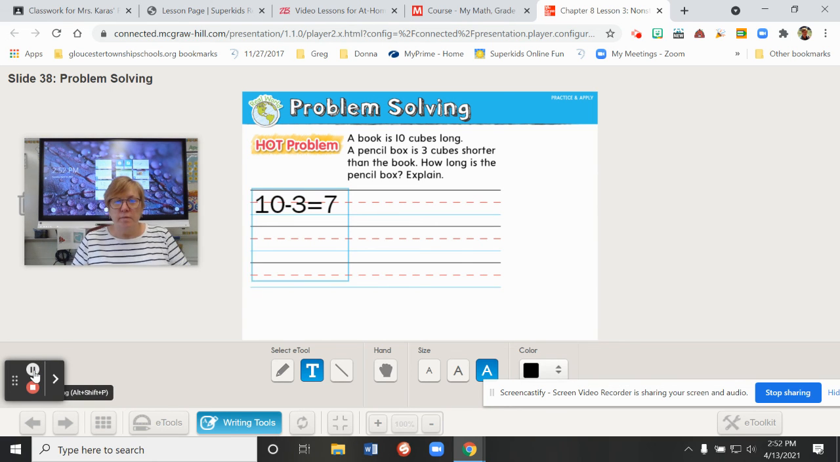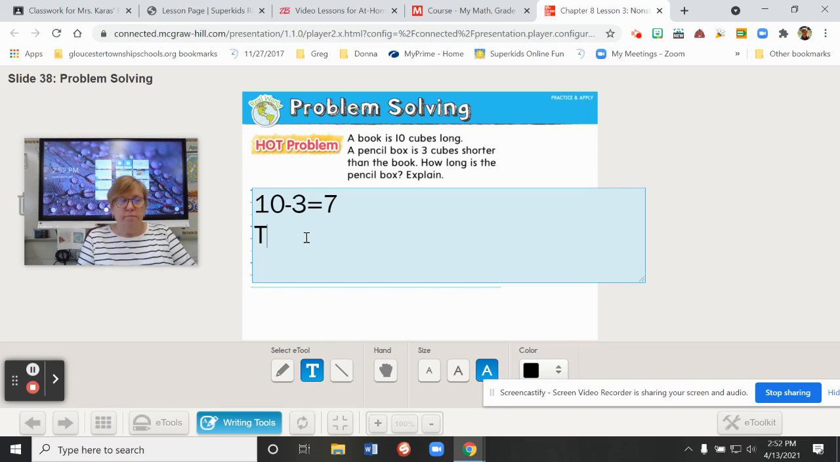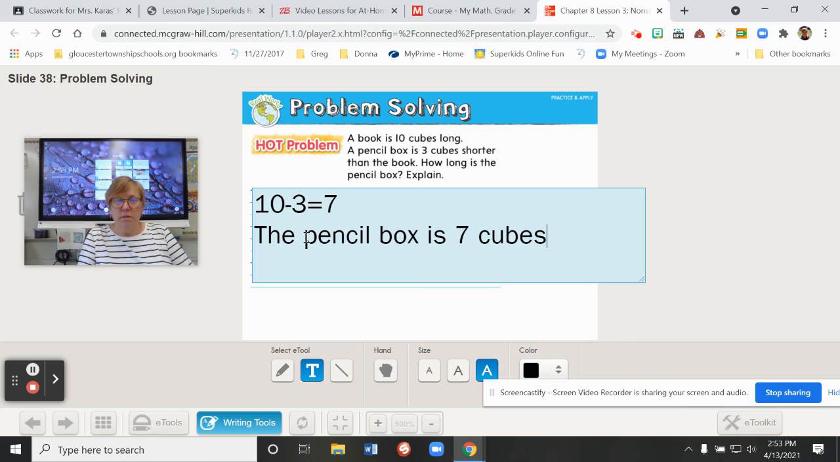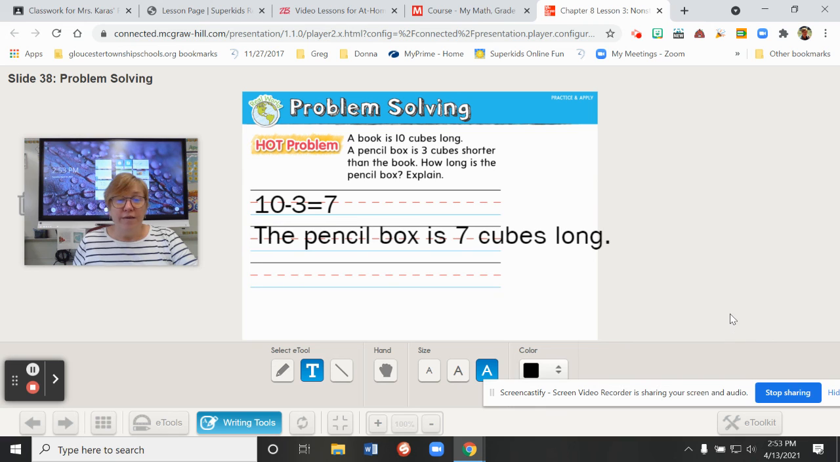I'm going to say that the pencil box is 7 cubes long. Okay? So if you'd like to use your cubes and measure different things around your house, that would be great. And then we can share what we measured in our math group.